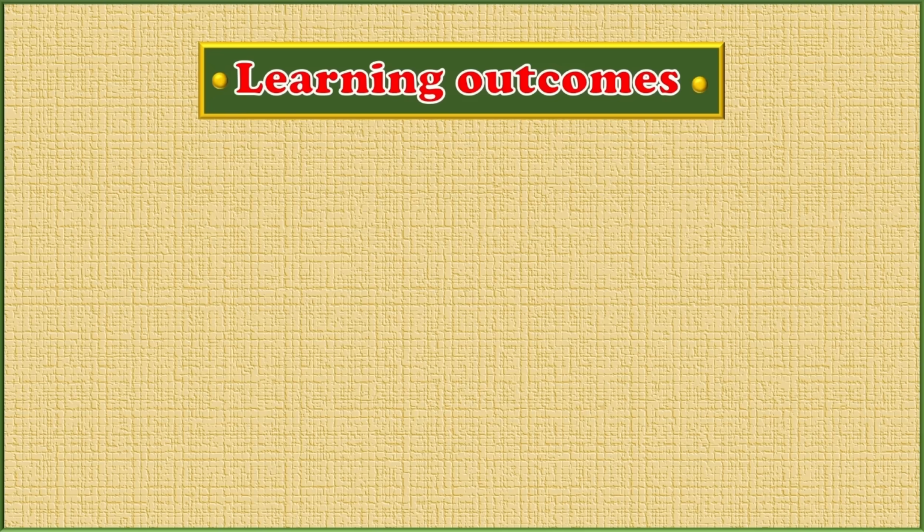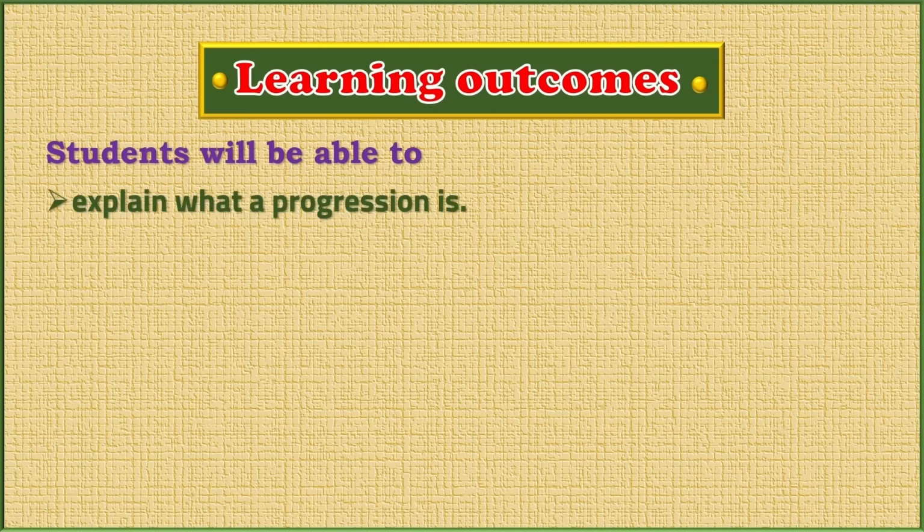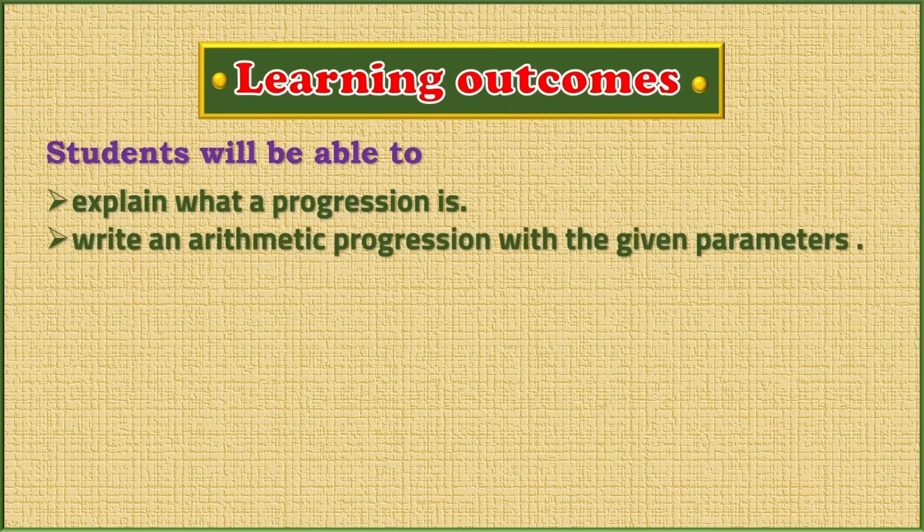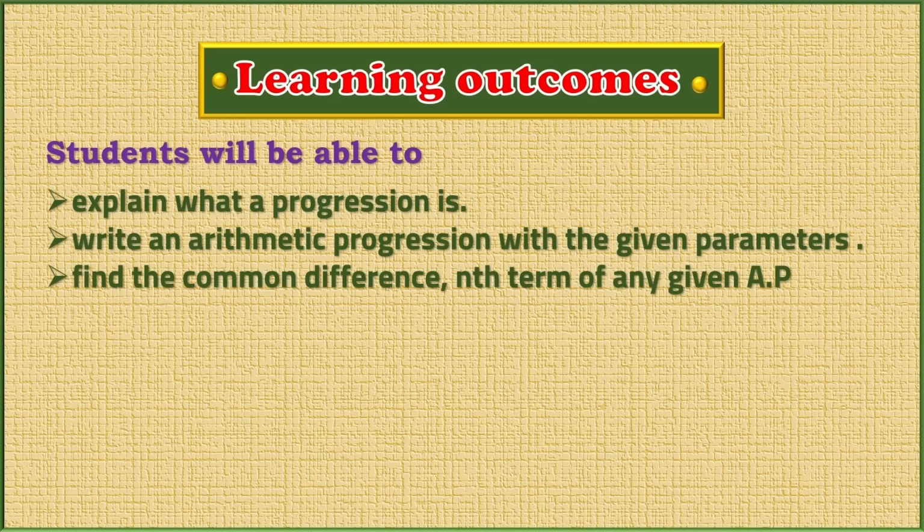We all know the importance of the learning outcomes. These are the key goals that students are expected to achieve by the end of the class. By the end of the class, students will be able to explain what a progression is. Students will be able to write an arithmetic progression with the given parameters. Students will be able to find the common difference and nth term of any given arithmetic progression.